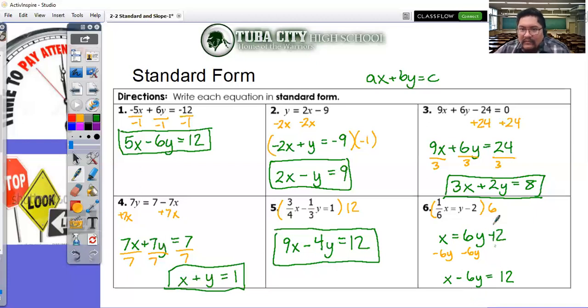Oh, well, 6 times 2 should be 12 because I times everything by 6. Somehow I knew that, but I just didn't write it down.